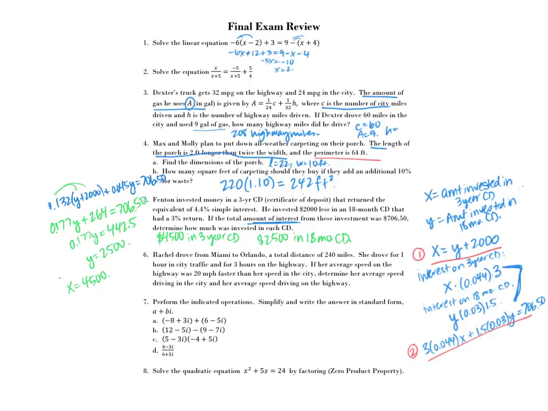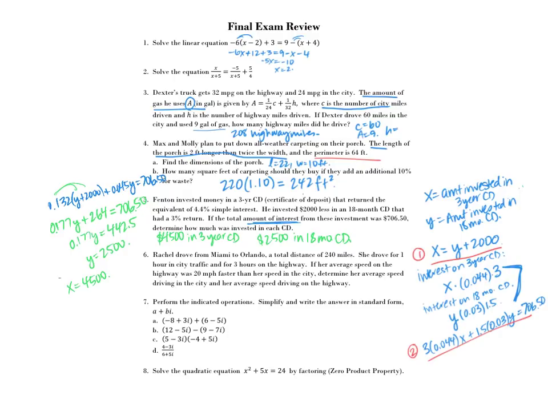Then it says Rachel drove from Miami to Orlando, a total distance of 240 miles. That must be Miami, Florida. So she drove for 1 hour in city traffic and 3 hours on the highway. If her average speed on the highway is 20 miles per hour faster than her speed in the city, determine her average speed driving in the city and her average speed driving on the highway.